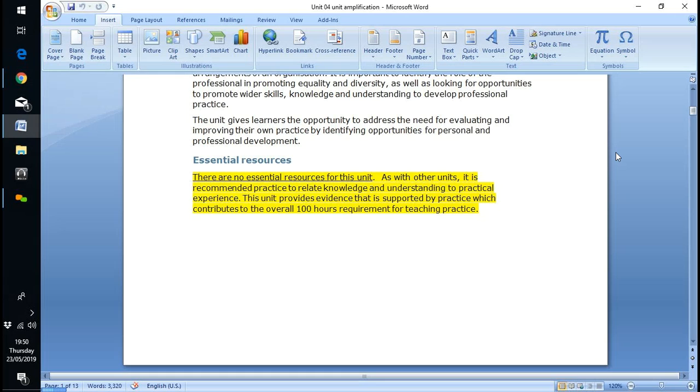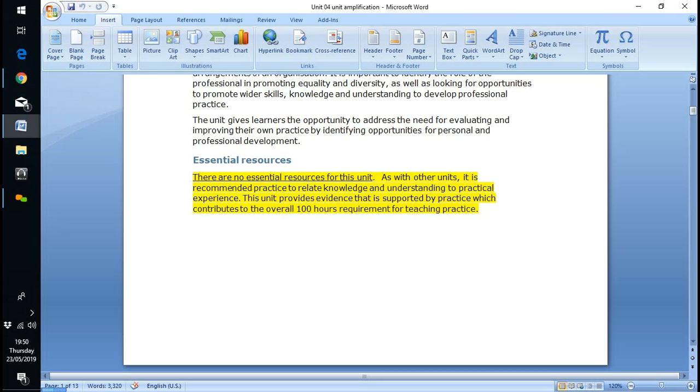There are no essential resources for this unit, and it says this on every one. As with other units, it is recommended practice to relate knowledge and understanding to practical experience. This unit provides evidence that is supported by practice, which contributes to an overall 100 hours requirement for teaching practice. It's actually stating there that, well, actually there isn't any essential resources. It's down to how it's taught and put together.